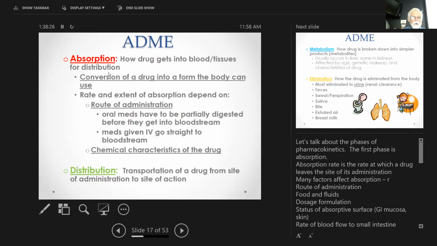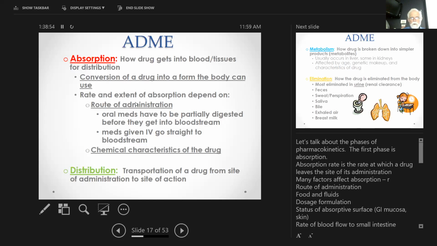So back to pharmacology, we have, again, a little bit more detail about the ADME process. Remember, absorption, distribution, metabolism, and excretion. So absorption is the process of getting the drug into the body and can help make it possible for the body to use it.